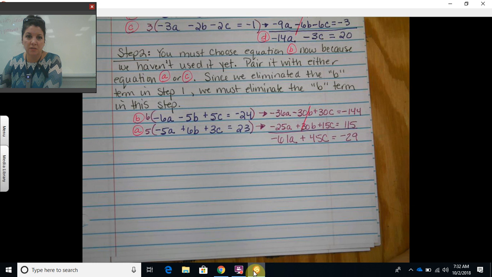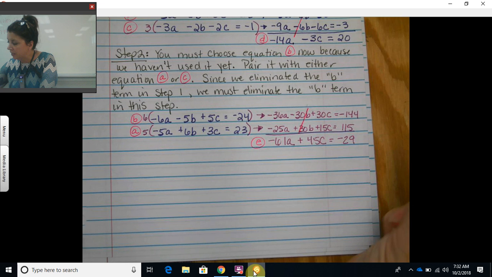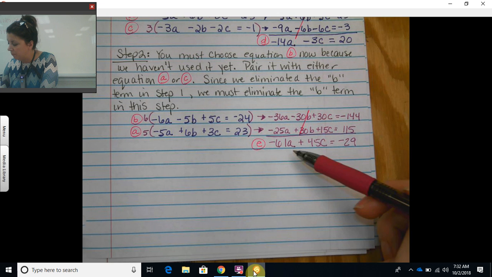So again, I have two variables. I eliminated one of the variables, now I still have two. So we are going to call this equation E. So notice we created equation D above. It had A and C. We have created equation E. It has variables of A and C.